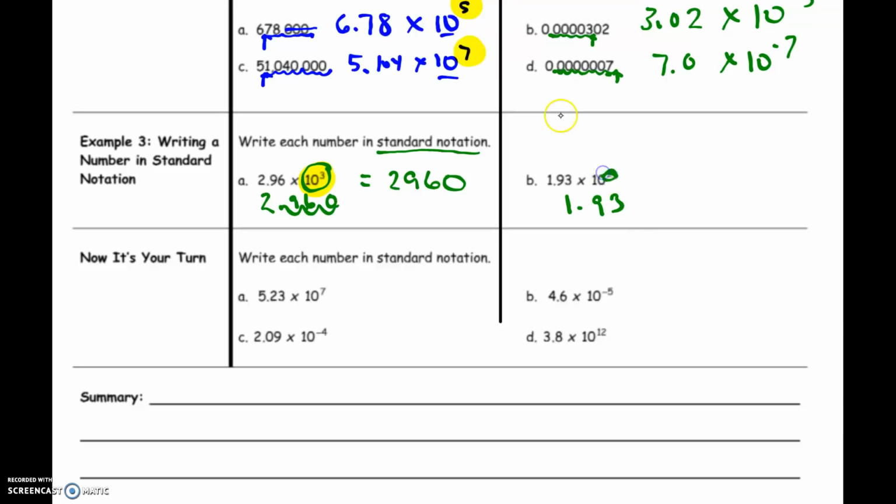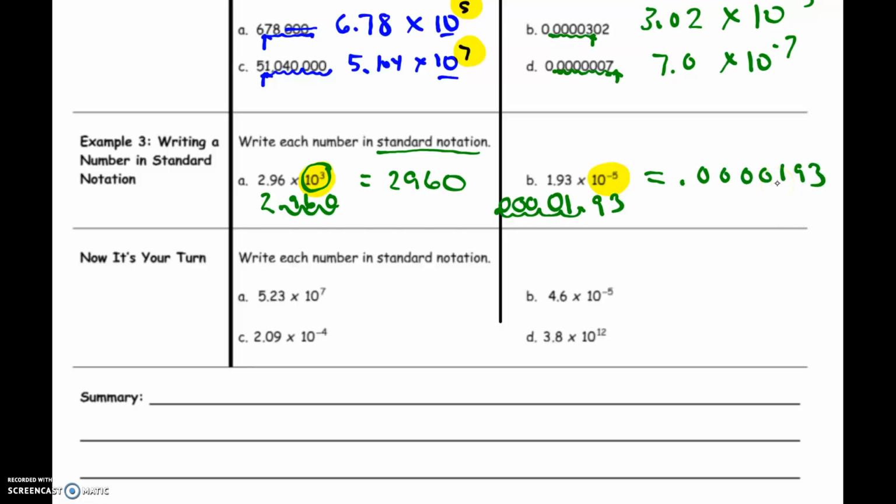I notice that the power of 10 in this problem has a negative exponent. That means it's a small number, so I'm going to move the decimal point in this 1.93 in the direction that makes the number smaller, and that would be to the left. 1, 2, 3, 4, 5 places. Anything that's left open, I fill in with zeros. So my answer is 0.00000193.